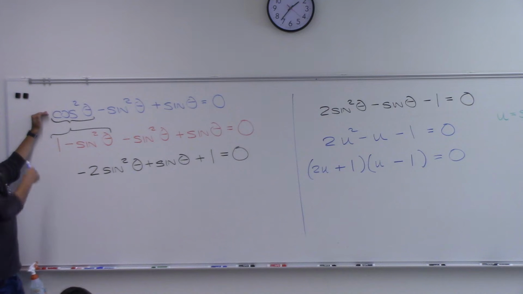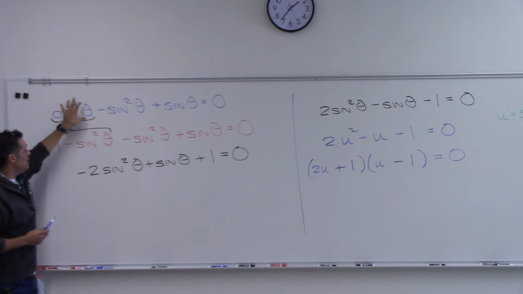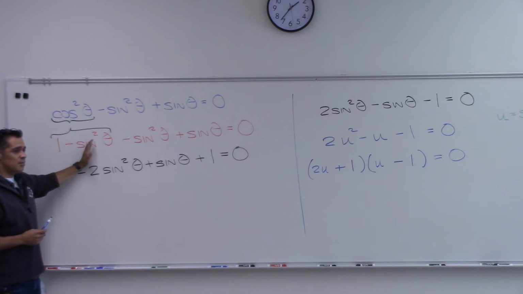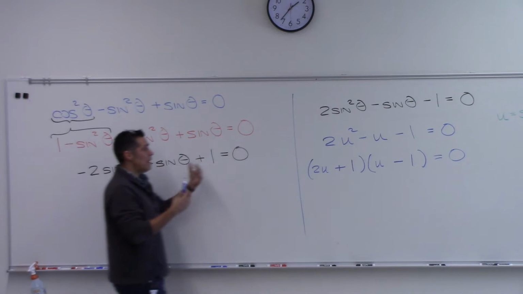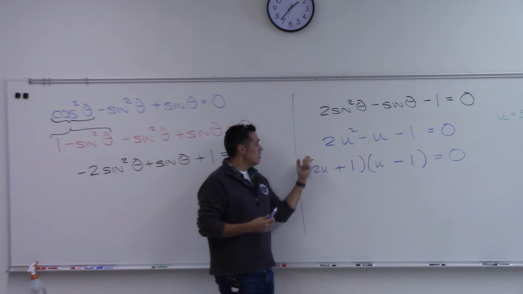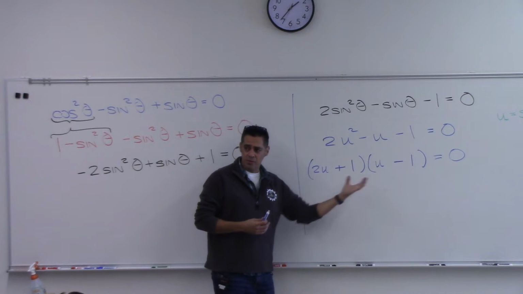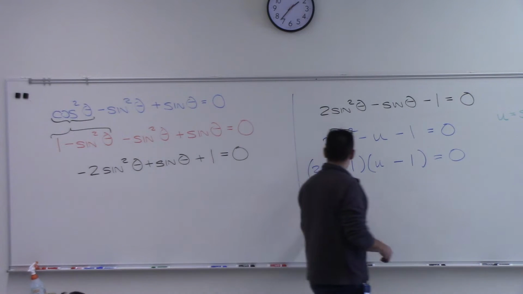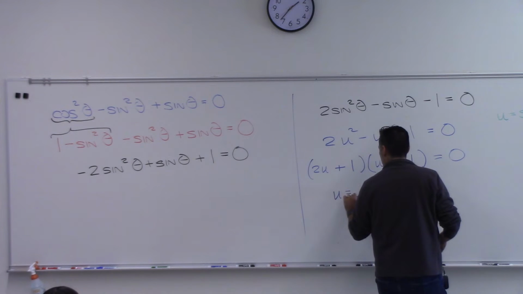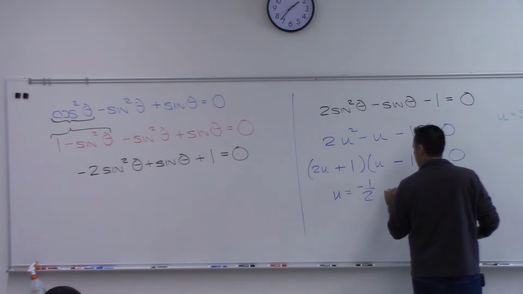It'd be nice if everything had sines in it. So I used the Pythagorean identity to replace this with 1 minus sine squared. Once I cleaned it all up, I was able to convert it to a quadratic, which I have factored, and now I'm going to have two solutions, right? Do I need to solve these, or are you comfortable getting these on your own?